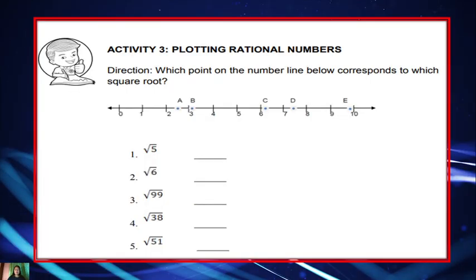Next, let's have our last activity. Plotting rational numbers. This is the opposite of the previous activity. Earlier, we were locating. Here, we will be finding. Let's say square root of 5. Which point is it? Is it point A, B, C, D, or E? If we have a square root of 5, that is in between what two perfect squares? We have 4 and 9.